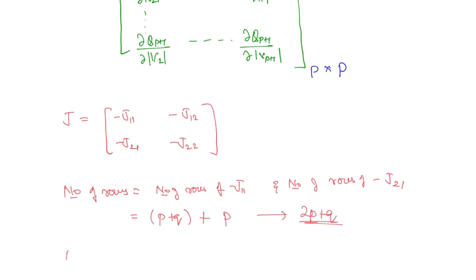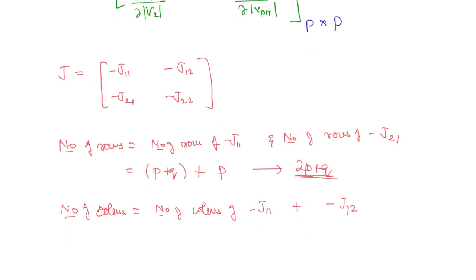And what about the number of columns? This is equal to number of columns of minus J11 plus that of minus J12. Okay, so here the number of columns of minus J11 was P plus Q and J12 is P. So you are going to get 2P plus Q again. So you are going to get a square matrix of order 2P plus Q into 2P plus Q.